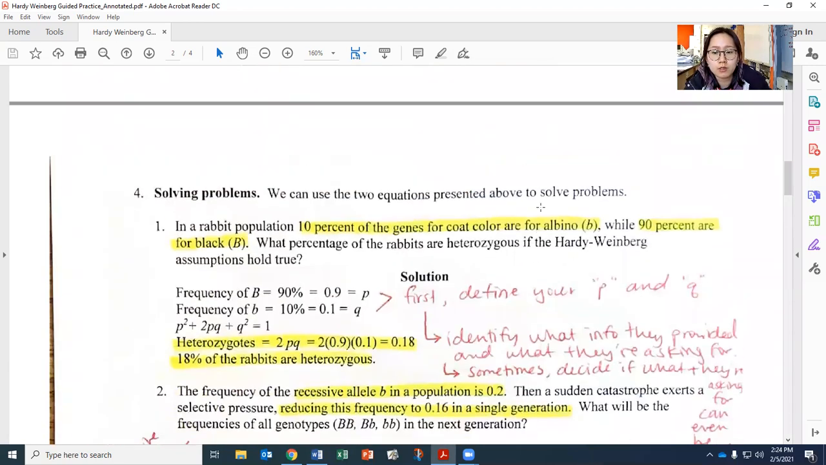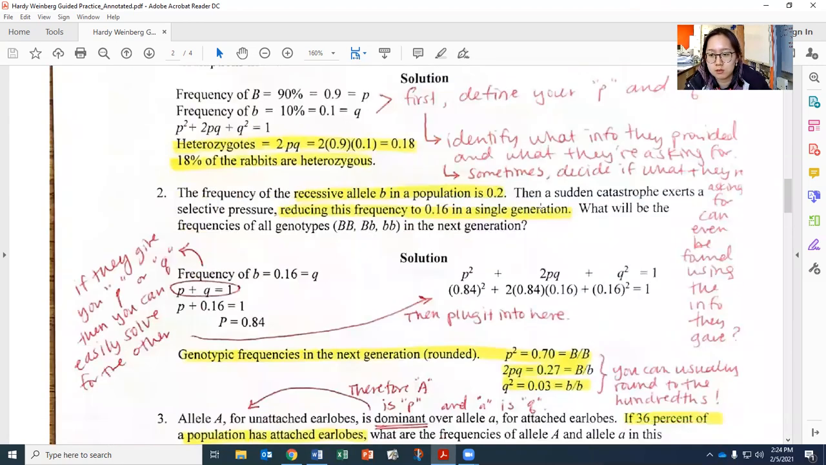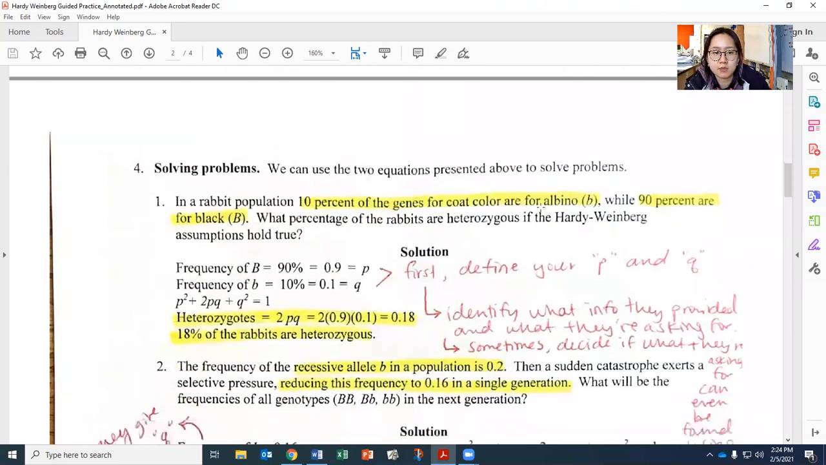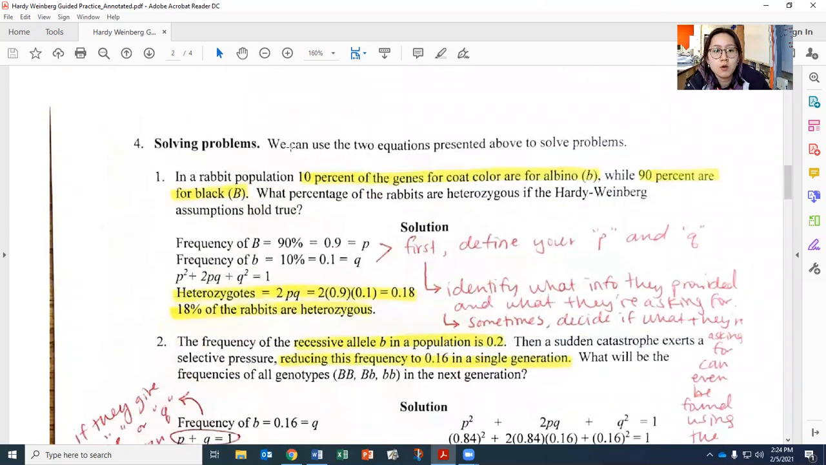So this is how we are going to go ahead and solve problems. This is a little bit of a run on right there because I was writing some comments. So here's the annotation. We can use these two equations, p plus q equals 1 and p squared plus 2pq plus q squared equals 1. Those two equations are always useful in solving problems. Usually in the problems, they won't write it for you, but you're going to want to write it on the pages that you're working on so that you have it at hand if you need to glance at it.